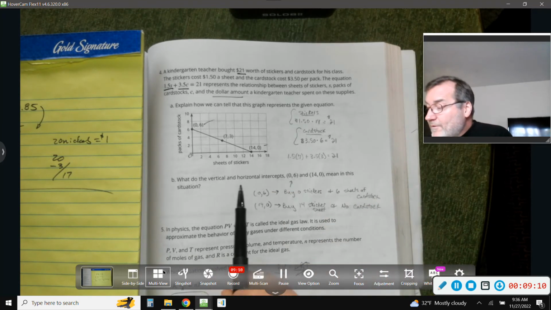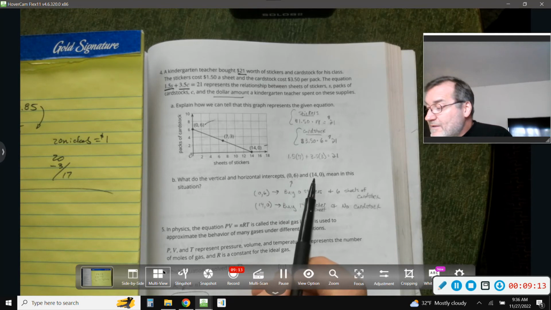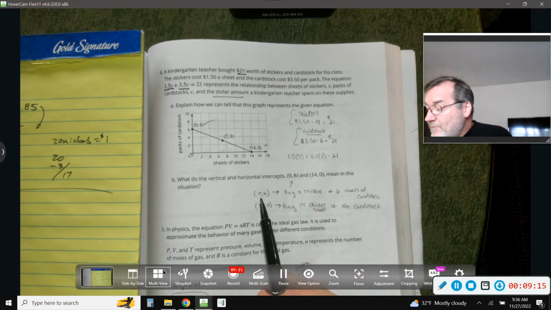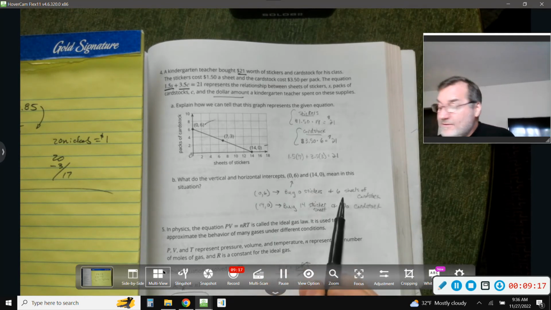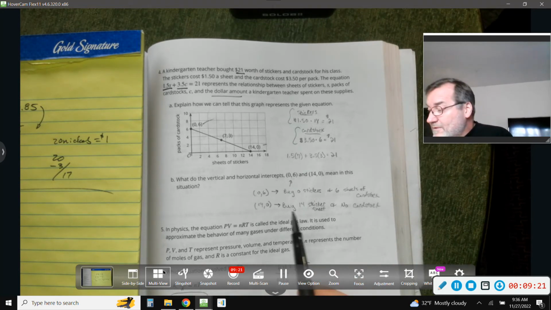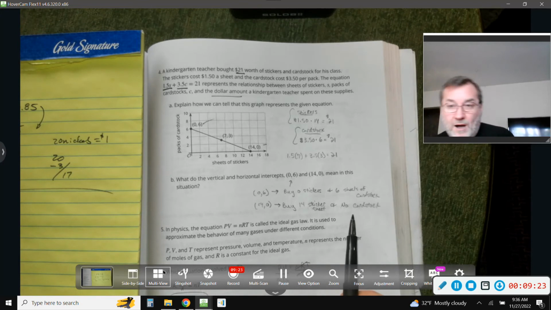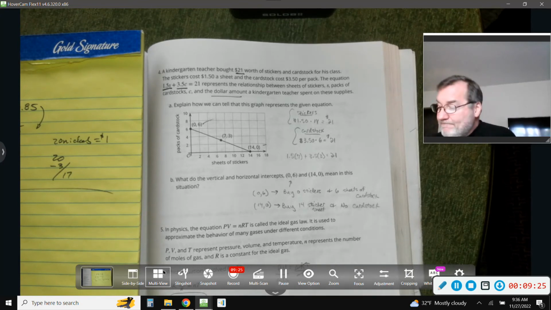What do the vertical and horizontal intercepts (0, 6) and (14, 0) mean in this situation? Well, (0, 6) means you buy 0 stickers and 6 packs of cardstock. (14, 0) means you buy 14 stickers and no cardstock. That's what it physically means.